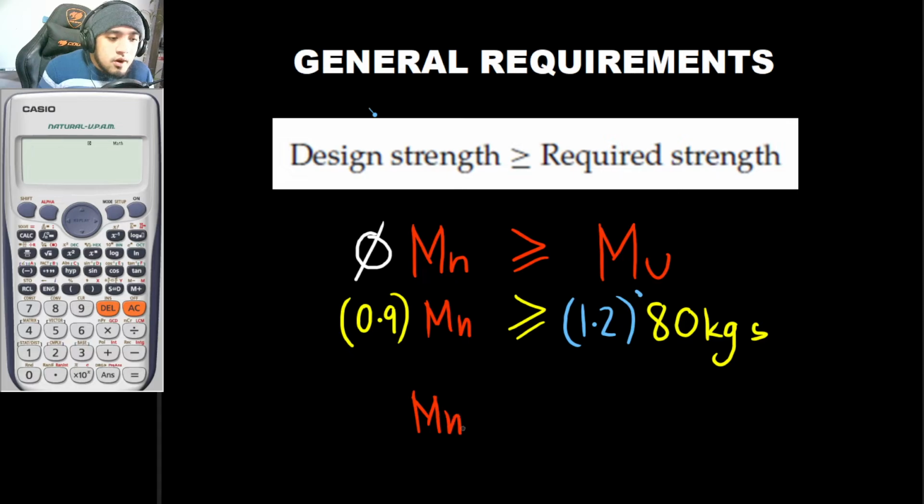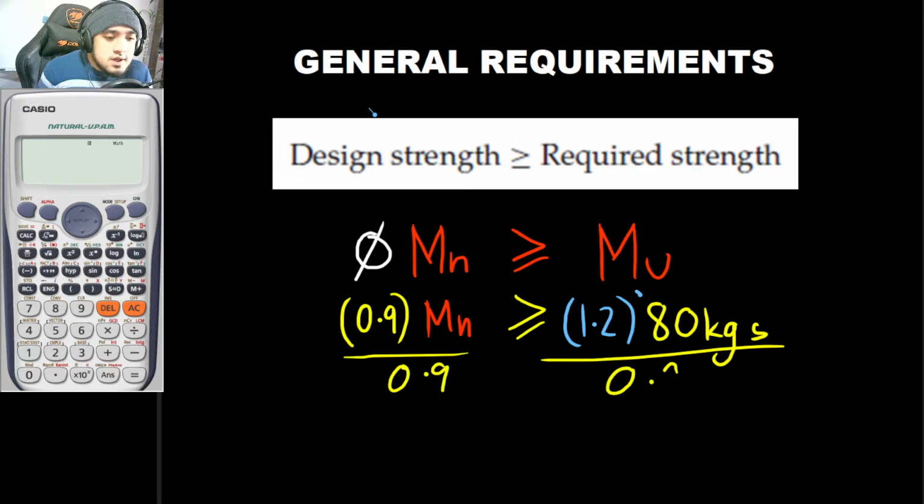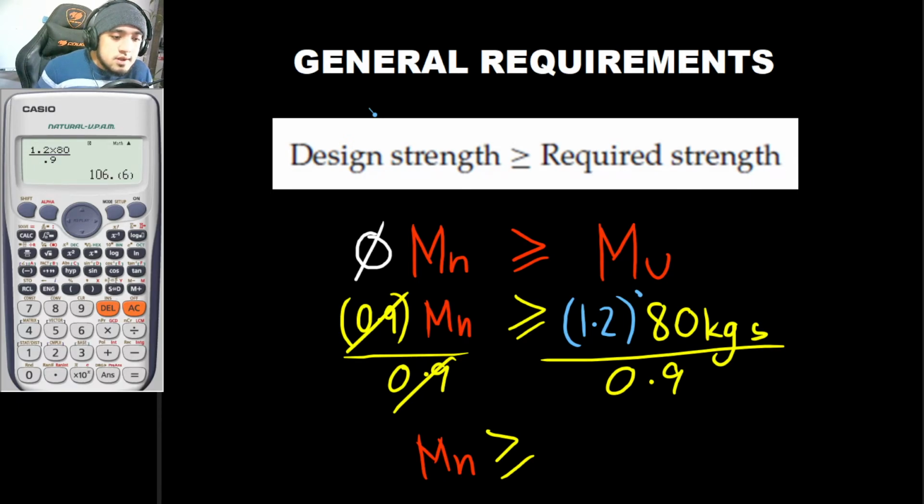So Mn is to be greater than or equal to, so cross-multiply natin to, or better yet, dividing both sides by 0.9, so that Mn will be left on the other side. So Mn is now greater than or equal to, this one would cancel out, the 0.9 would cancel out, and solving the one at the right, 1.2 times 80 divided by 0.9, and it is to be 106.6 kilograms.